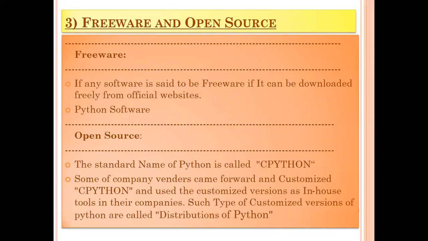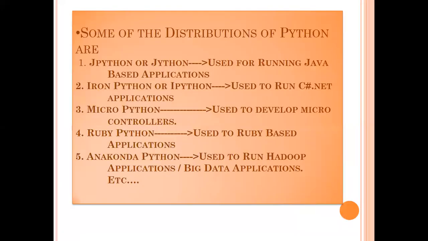Freeware and open source. It is not called freeware for nothing; it can be freely downloaded from its official website, that is www.python.org. The standard name of Python is CPython. Some company vendors came forward and customized CPython and used their customized versions for in-house tooling. Some of the customized versions I have already shown you, like JPython, IronPython, MicroPython, Ruby Python, and Anaconda Python.